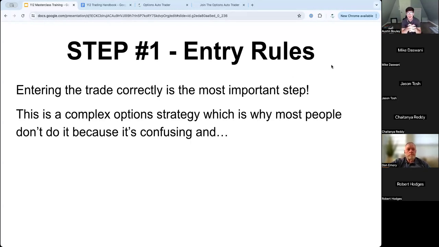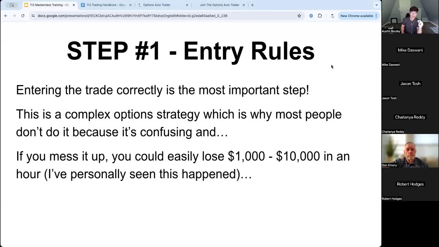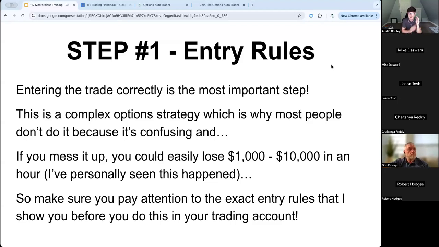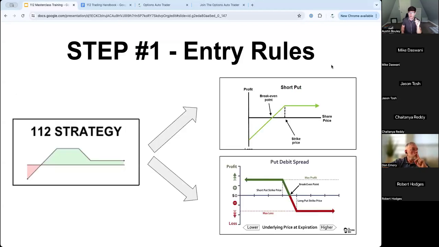This is a complex option strategy, which is why most people don't do it, because it's confusing. And if you mess it up, you could easily lose $1,000 to $10,000 in an hour. And yes, I've personally seen this happen from people who put on the trade wrong. So make sure you pay attention to the exact rules, and let's get this party started.